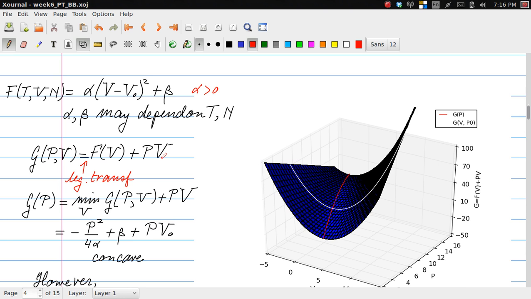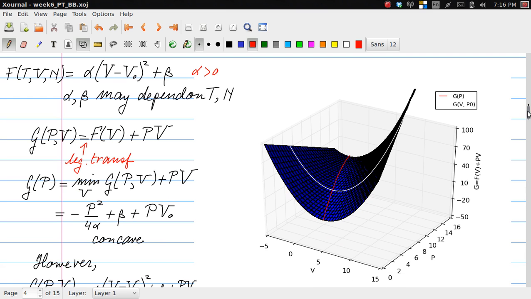Now if we are at equilibrium, then we know that G will achieve its minimum as a function of V. So we look for the minimum as a function of V of this expression here. And if we do the math, we can find the value of V from the condition that this function should be minimal. We put that back into this function, and then we get a function which exclusively depends on P. So it's a concave function. Note that V0 is just a constant. And this is a concave function.